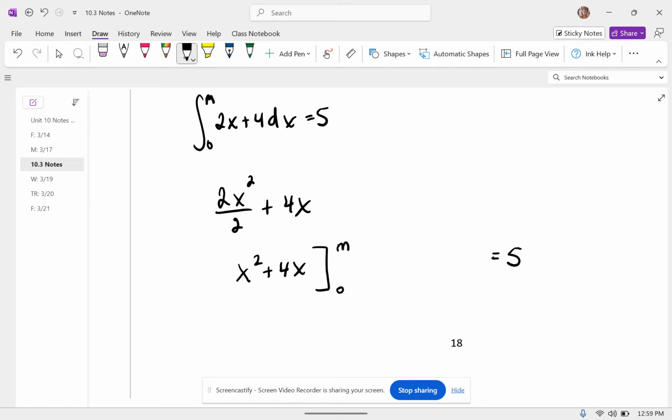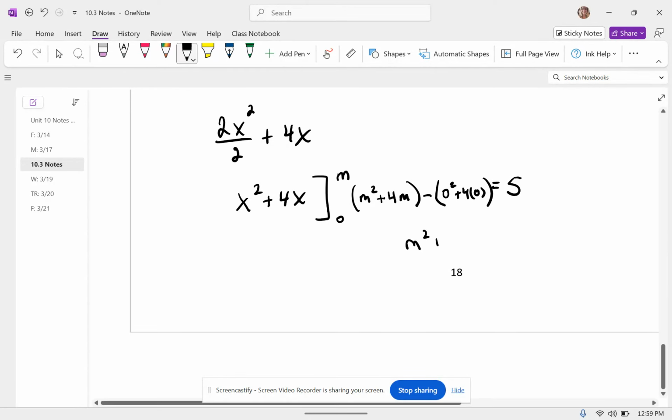I've got m squared plus 4m minus... A lot of times when 0 is the lower bound, the second part drops off. Not always, because there might be constants in there, but just know that if this happens, it's totally fine. It happens a lot. So now you would get 0 squared plus 4 times 0.